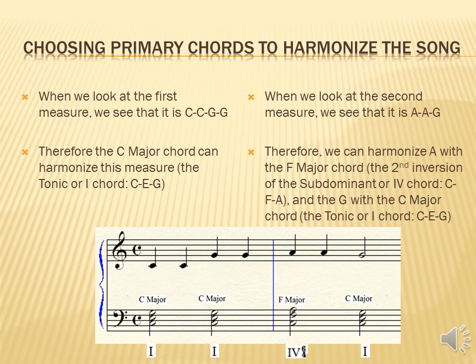When we look at the second measure, we see that it is A, A, G. Therefore, we can harmonize the A with the F major chord, the second inversion of the subdominant or 4 chord, C, F, A. And the G with the C major chord, the tonic or the 1 chord, C, E, G. And it sounds like this.